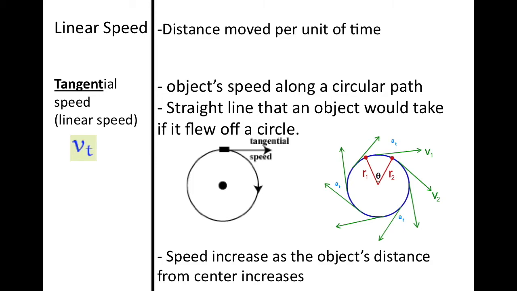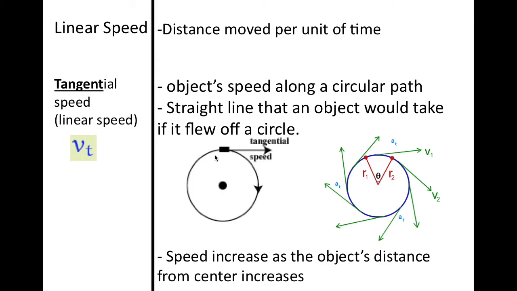Linear speed is distance that is moved per unit of time, and we know this from our kinematics unit. Tangential speed is another word that we use for linear speed when we are talking about the object's speed along a circular path. It is a straight line that an object would take if it flew off of the circle.